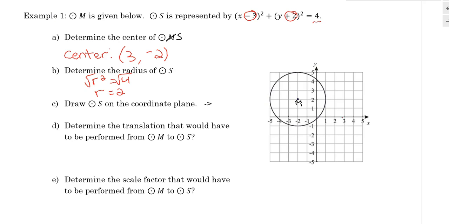I'm going to go over 3, down 2. And then my radius is 2, so I have 1, 2 here, and starting back at the center, 1, 2 here, and again 1, 2 here, and 1, 2 here. That was too big. There is my circle S.